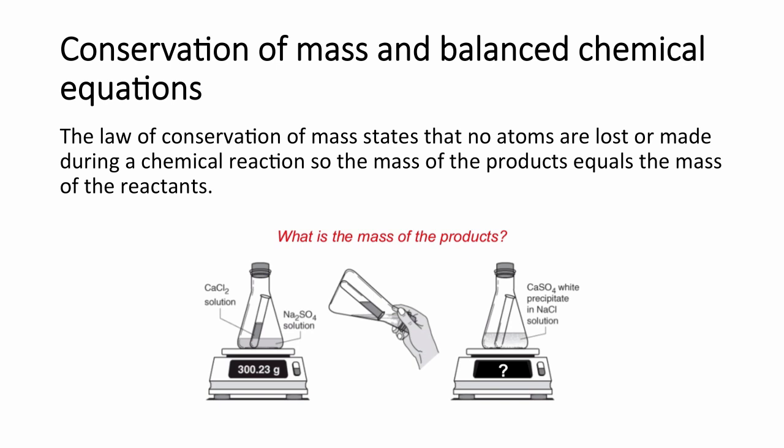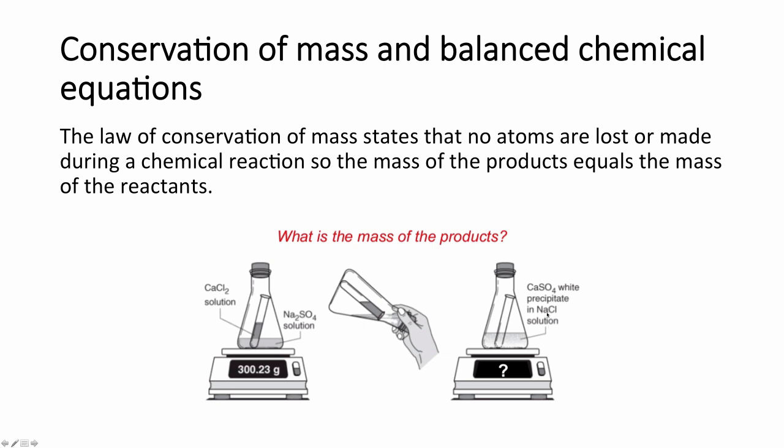So here I have an example. I have calcium chloride solution inside a test tube, which is inside a conical flask containing sodium sulfate solution. And this is stoppered, so nothing can escape and nothing can get in. And the mass at the beginning is 300.23 grams. And then we tip the conical flask over to enable the solutions to mix, and a reaction occurs. And we have a formation of calcium sulfate precipitate in sodium chloride solution.